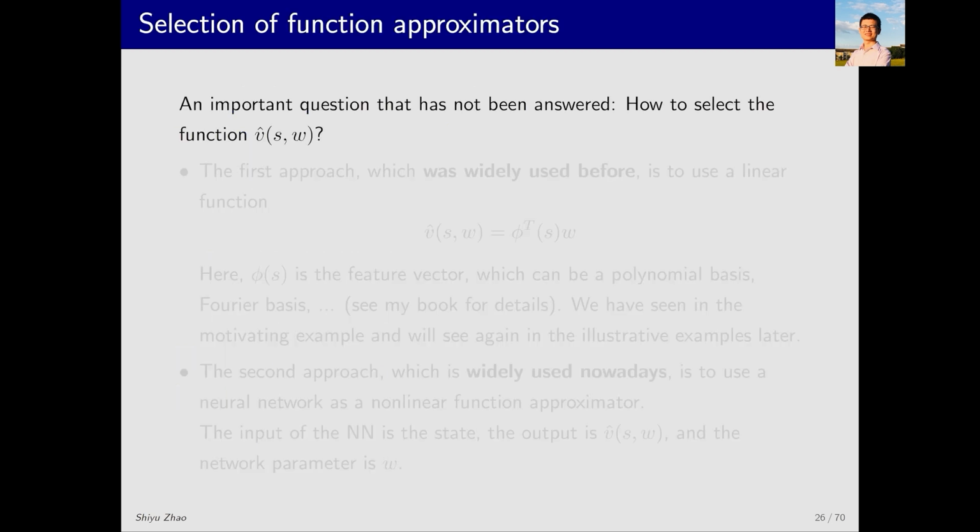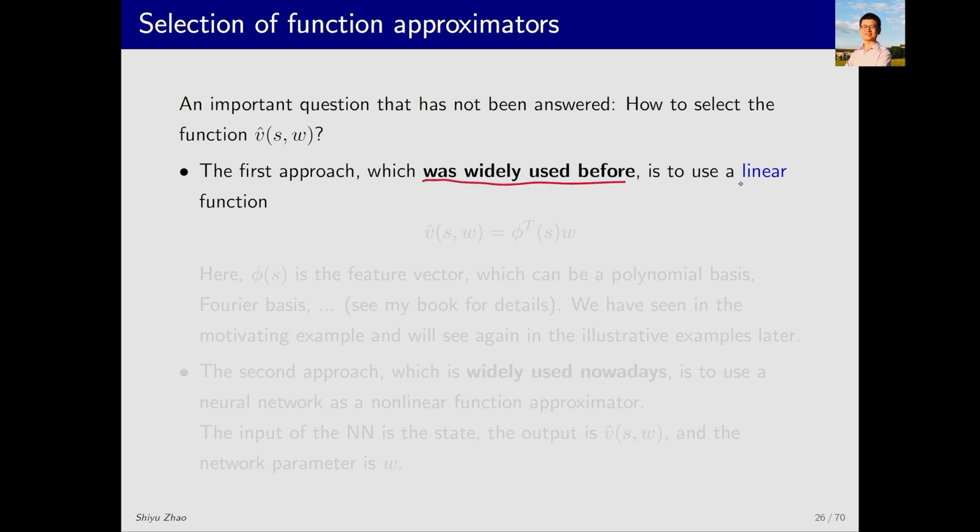Previously, we mentioned that we use a function v hat to approximate v pi, but we haven't talked about how to design this function v hat. We have touched on this briefly before, but now let's emphasize it. There are basically two methods.